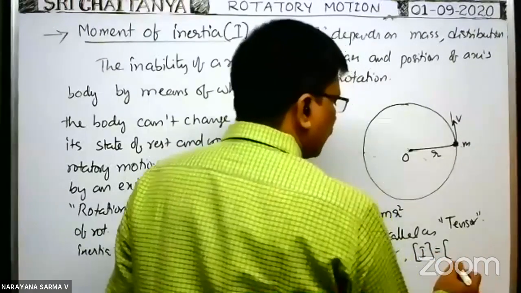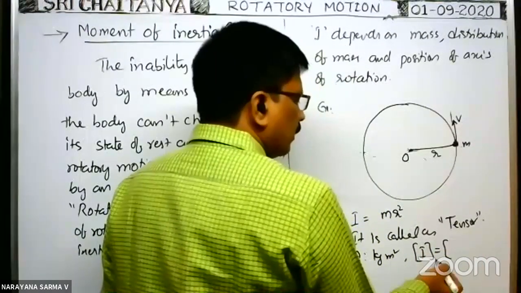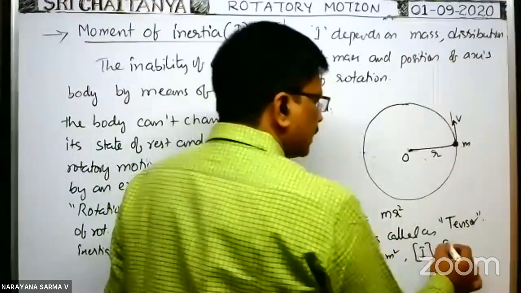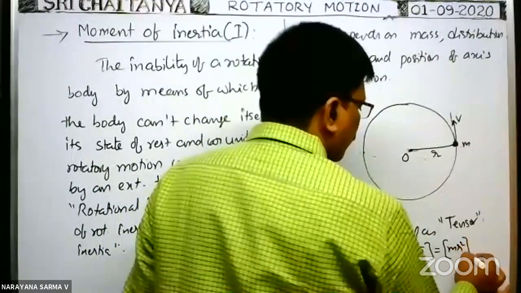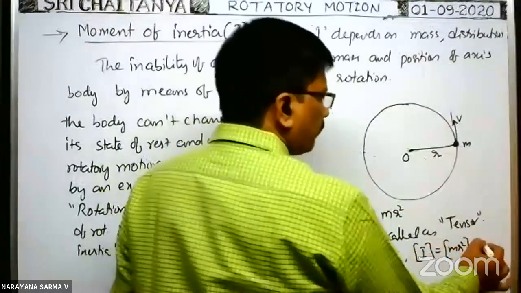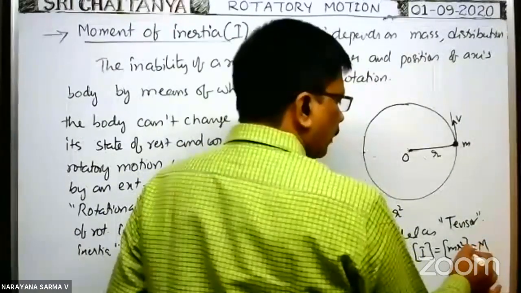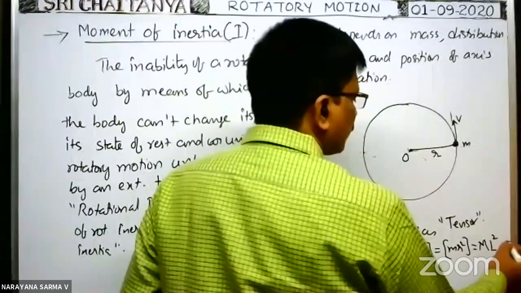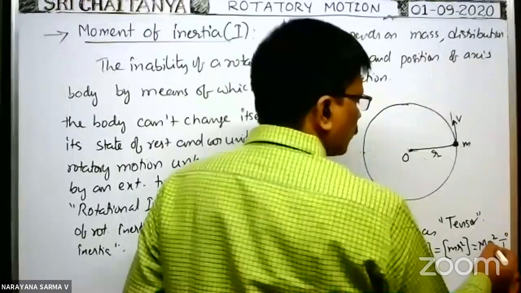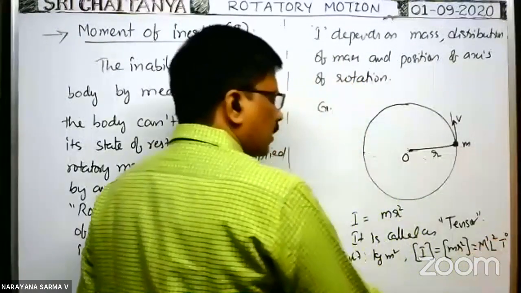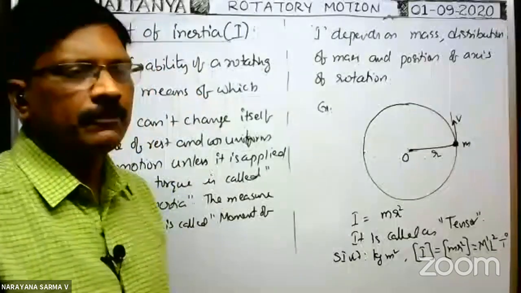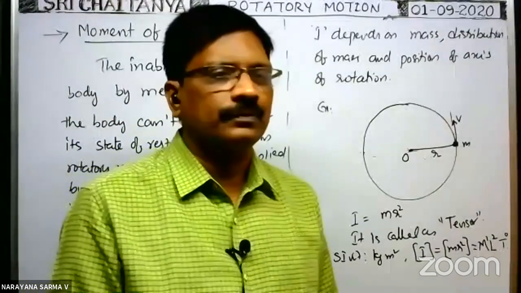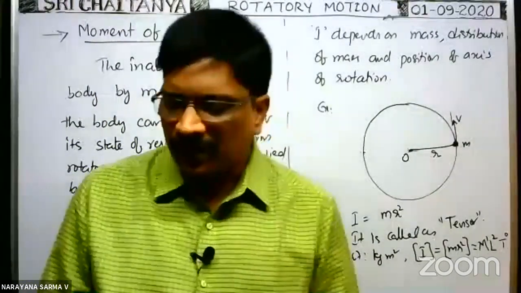Then what is the dimension formula of moment of inertia? The formula for moment of inertia is mr squared. That equals the dimension formula of mass, which is capital M, times the dimension formula of distance squared, and distance is nothing but length, so L squared. As time is not there, we can write T to the power of 0. So M to the power of 1, L squared, T to the power of 0 is the dimension formula of the moment of inertia.